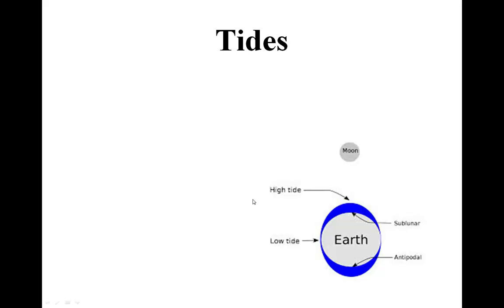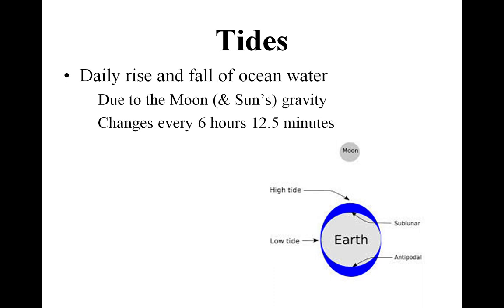Today's lesson is a very short lesson on tides. They're not too difficult. Tides are the daily rise and fall of ocean water, mainly due to the moon's gravity, but the sun's gravity also fits in with the special tides that we'll talk about after I explain the main ones. And I'll show this in class with the demonstration with the globe too, to make sure that you understand it.